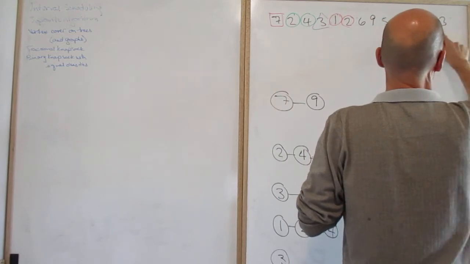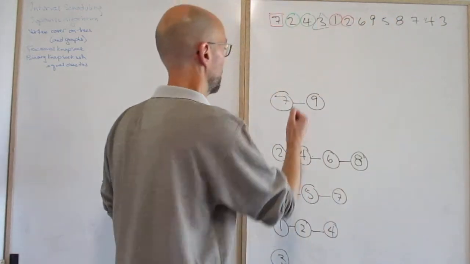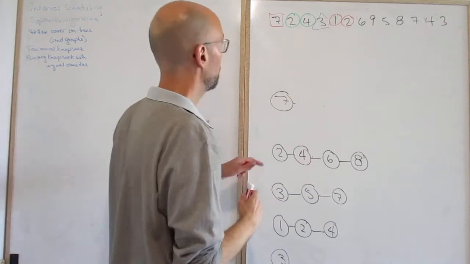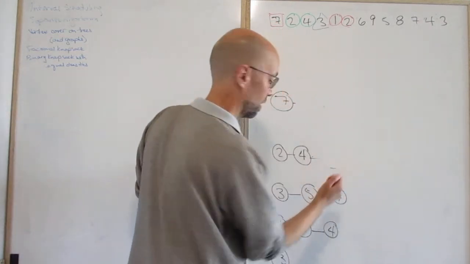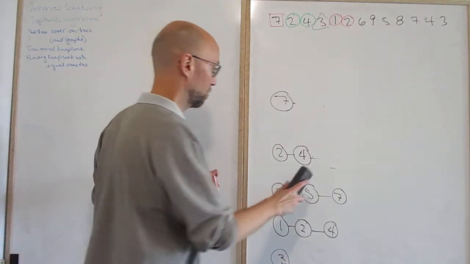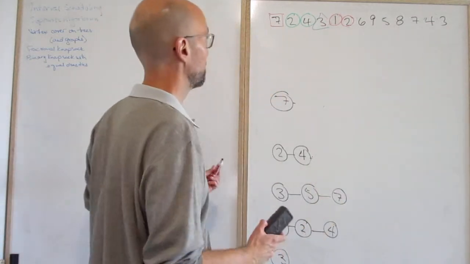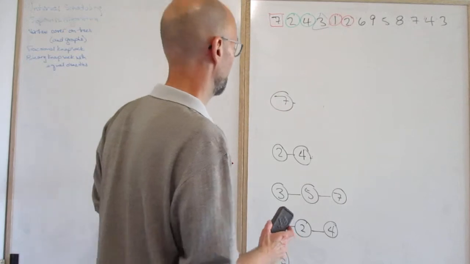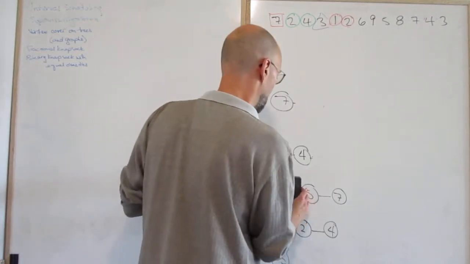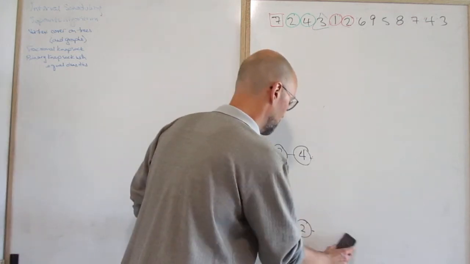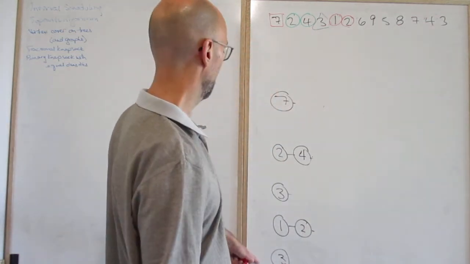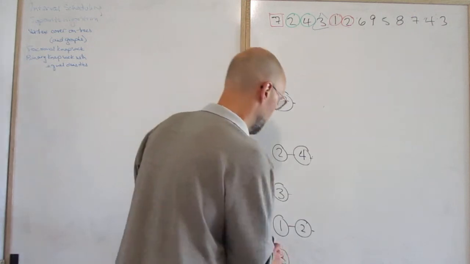Okay. So let's say we had 7, we don't have 9, 2, 4, we don't have 6 and 8 yet. At least minimizing my exposure, 3 we've got, but not 5 and 7. 1 and 2 we've got, but we haven't got 4.